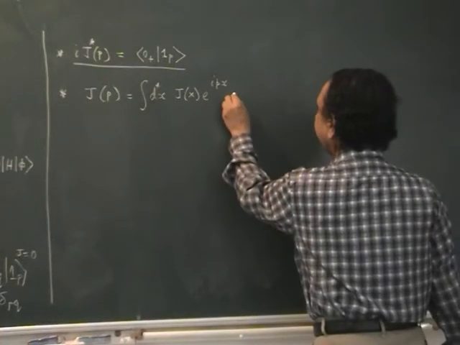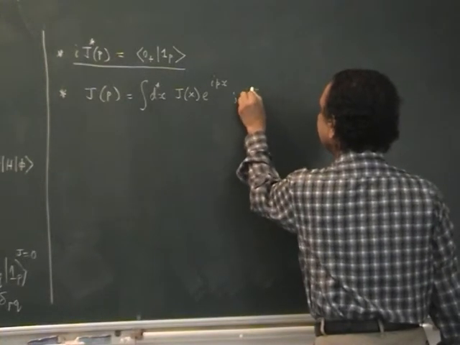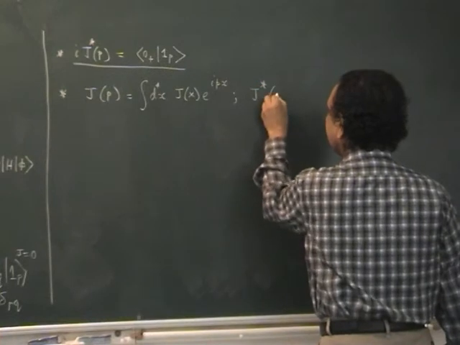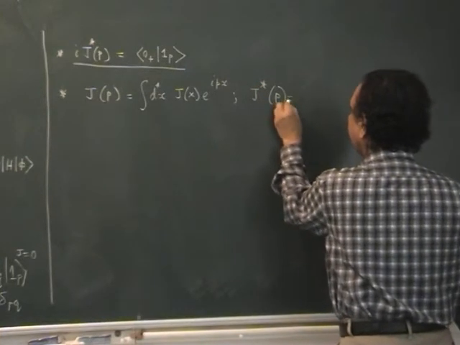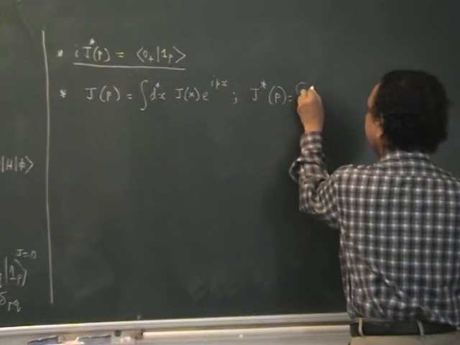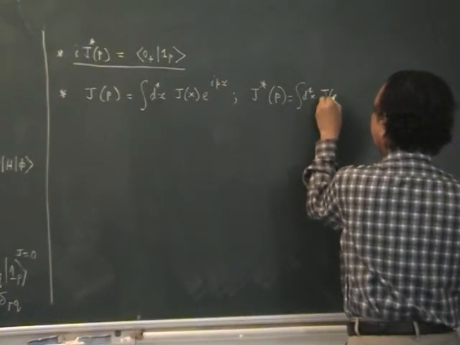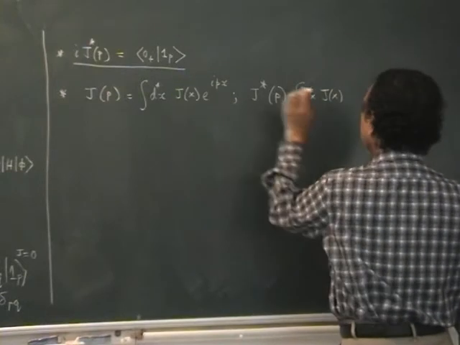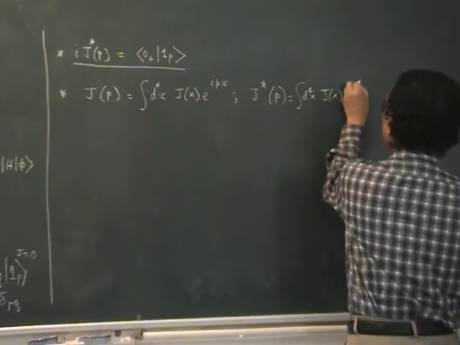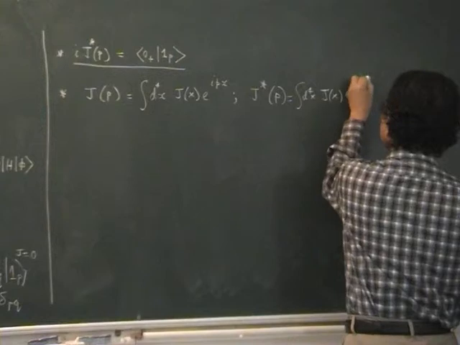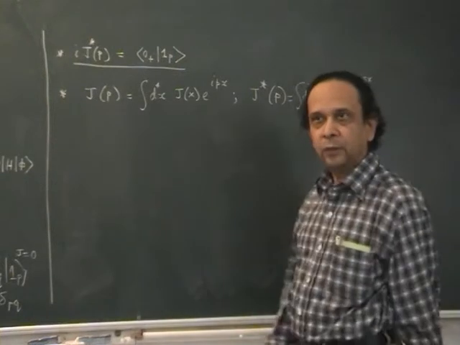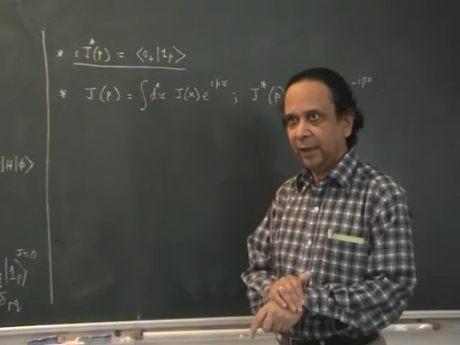These signs will turn out to be important at some stage, but let us keep it there. Similarly, since we also need J star of p, it will be the integral d^4x. We will assume the source is real, so I am not going to put a J star for this. e to the minus ipx. This is just for simplicity. So this is the description we have.